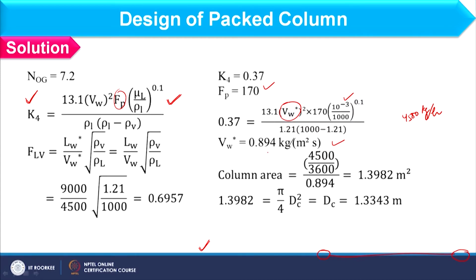So, we divide this by this VW star, and this is basically 4500 by 3600 as it is considered per second, and we are given the VW star value as this. So, 1.3982 meter square is the column cross section area, and considering that, you can find out the column diameter as 1.334, right. So, in this way we can find out the column diameter.